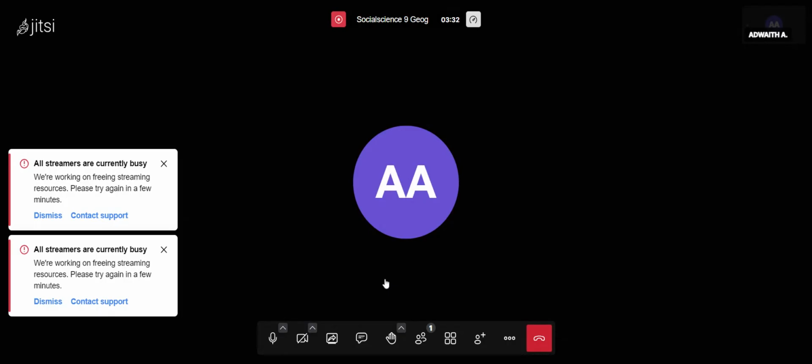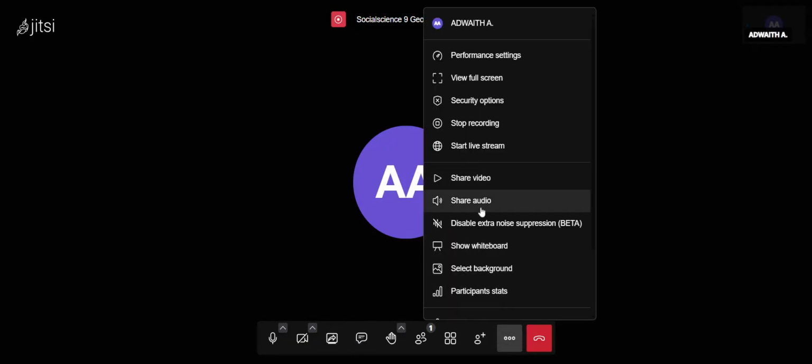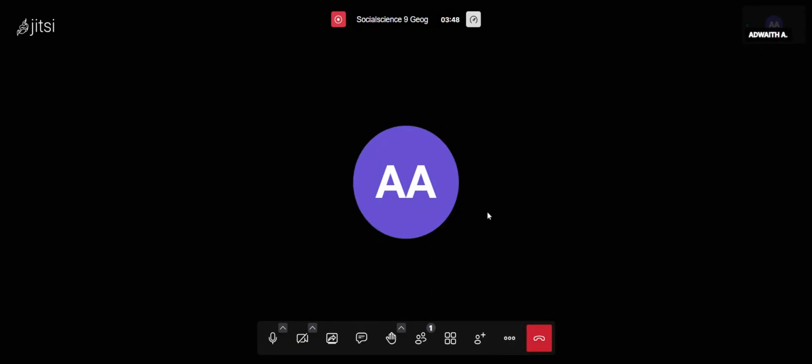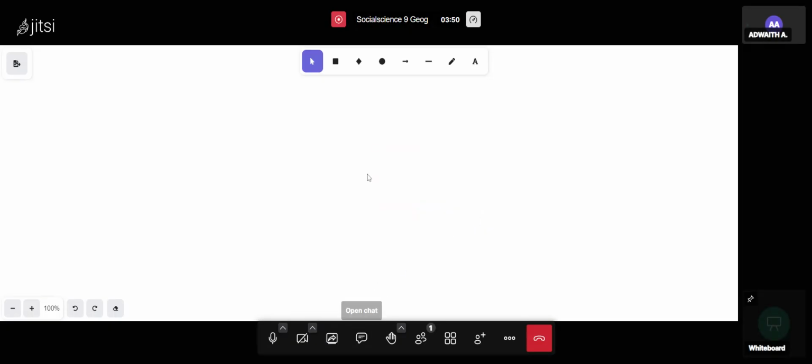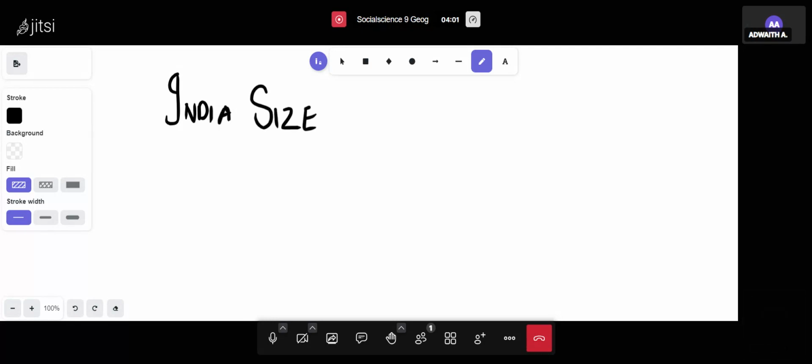Hey all, so today we are going to learn on the topic of India size and location. First, we will learn what India size and location is, which is a very important topic in geography.